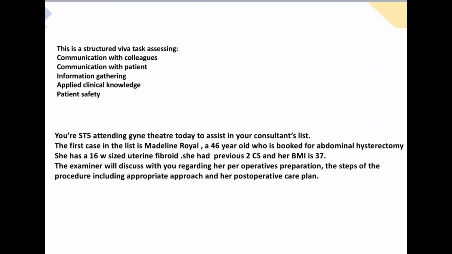We also need to speak to her regarding the possibly difficult surgery today, because she has 2 C-sections and high BMI, and it may take longer than what we expect, and the risk of complications may be higher in her condition.